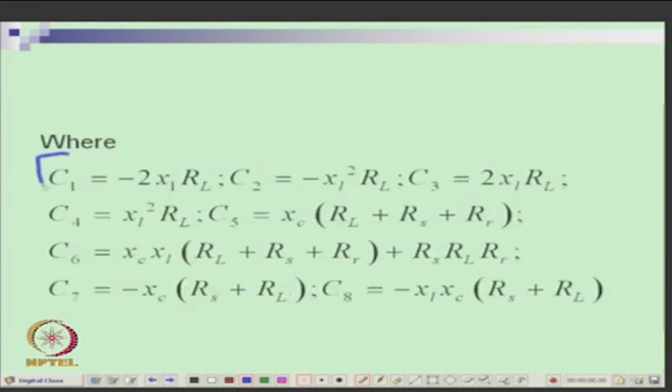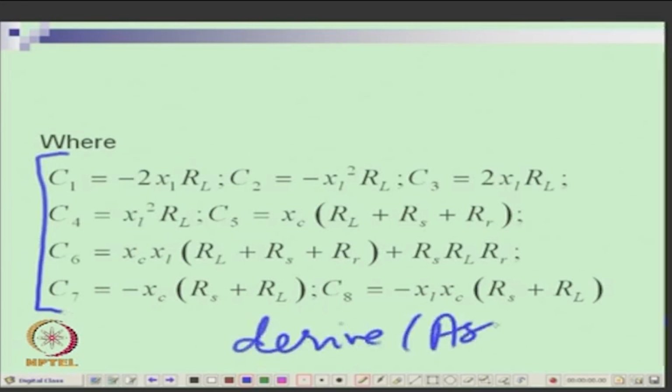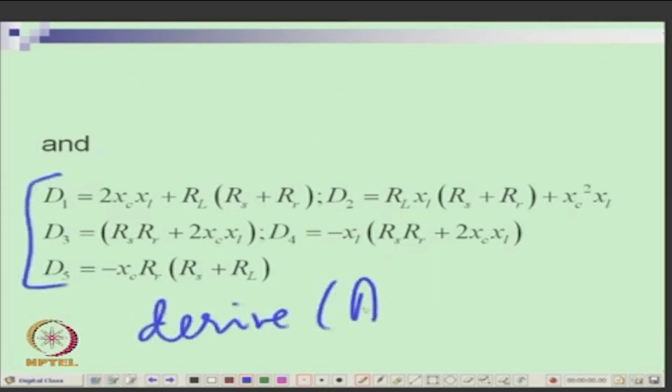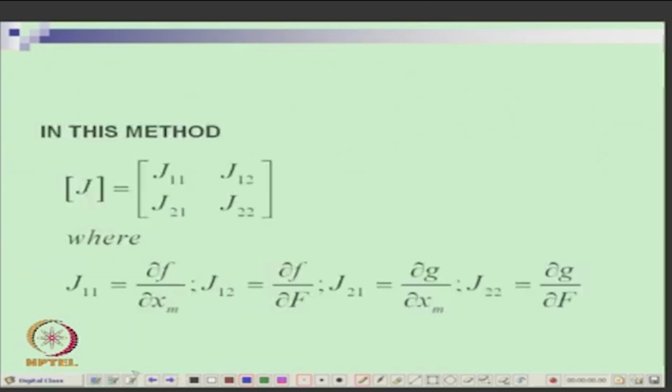Now, these are the constants C1 to C2, I want you to derive, this is an assignment. Derive these constants, these are all in terms of the parameters of the machine, okay. And again these are all you have to derive, this is the assignment, okay. So, assume that you believe whatever I have done, okay, and these are the constants, right.